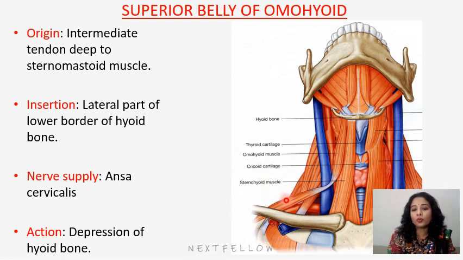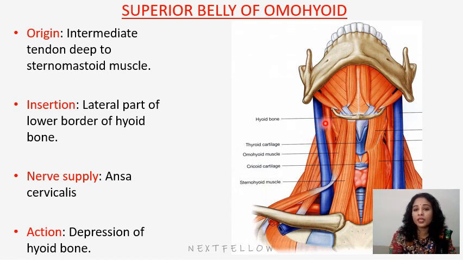Next, superior belly of omohyoid. If you see omohyoid, it has got two bellies, superior belly and inferior belly, and both the bellies are connected by an intermediate tendon, and this intermediate tendon lies deep to sternocleidomastoid. So here the sternocleidomastoid is removed, exposing the superior belly and inferior belly of omohyoid. Inferior belly is actually a part of posterior triangle of neck, which divides the posterior triangle into two triangles, whereas the superior belly here is a part of anterior triangle, and it divides the anterior triangle further into anteriorly the muscular triangle, and posterior to it the carotid triangle.